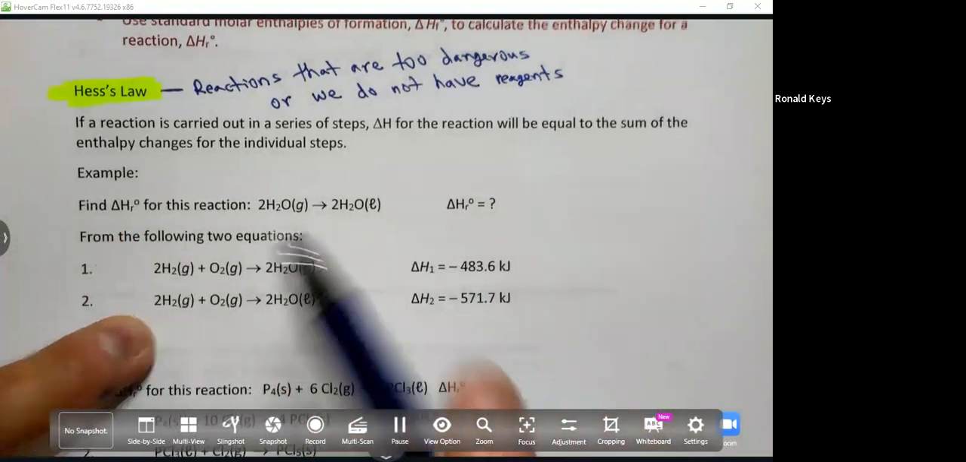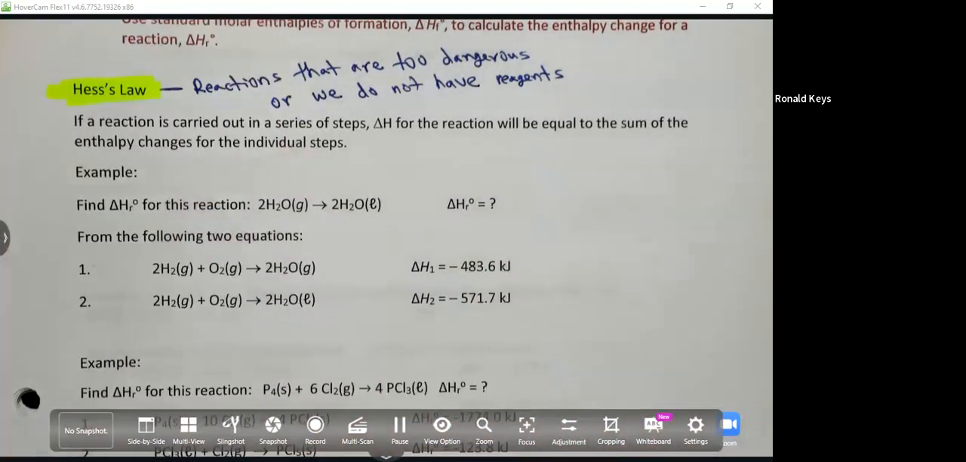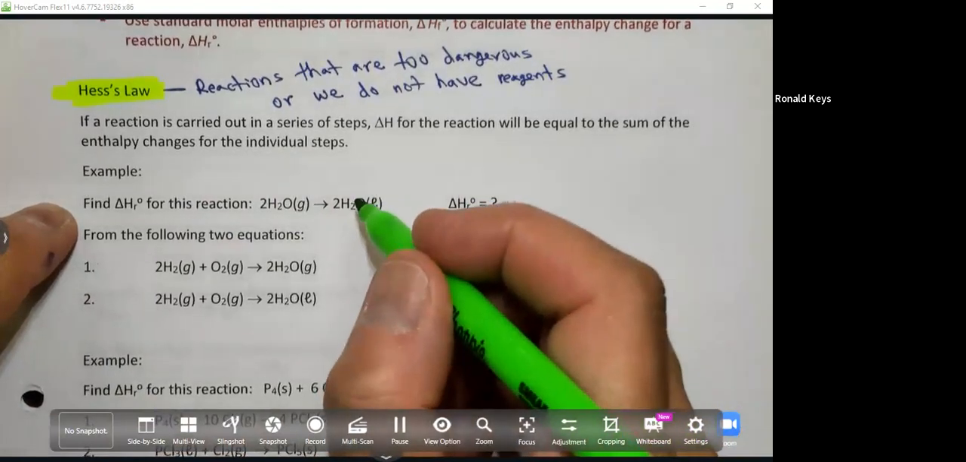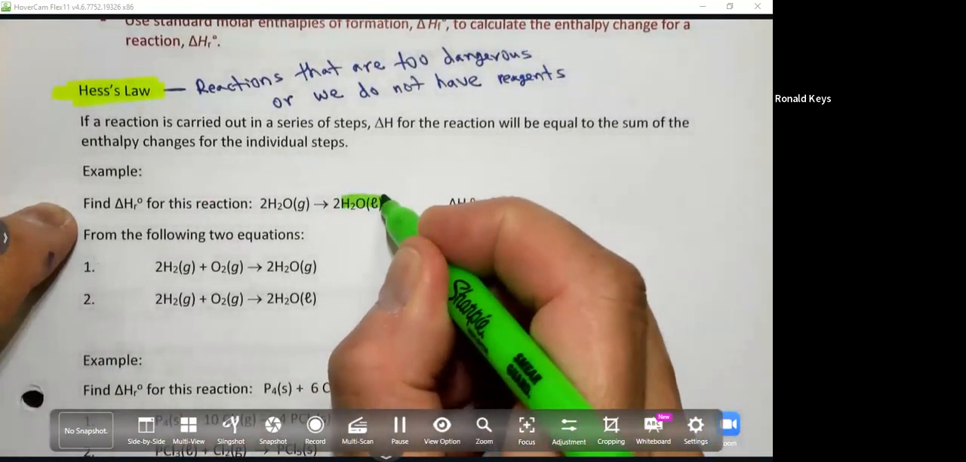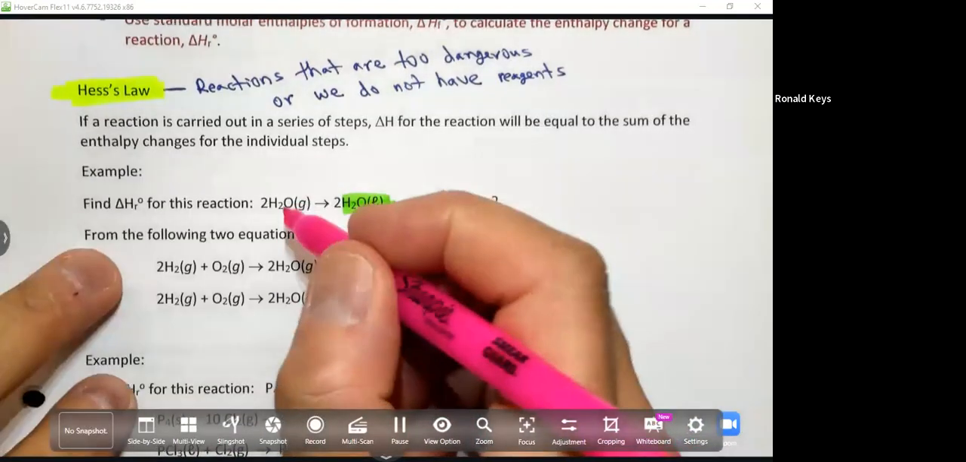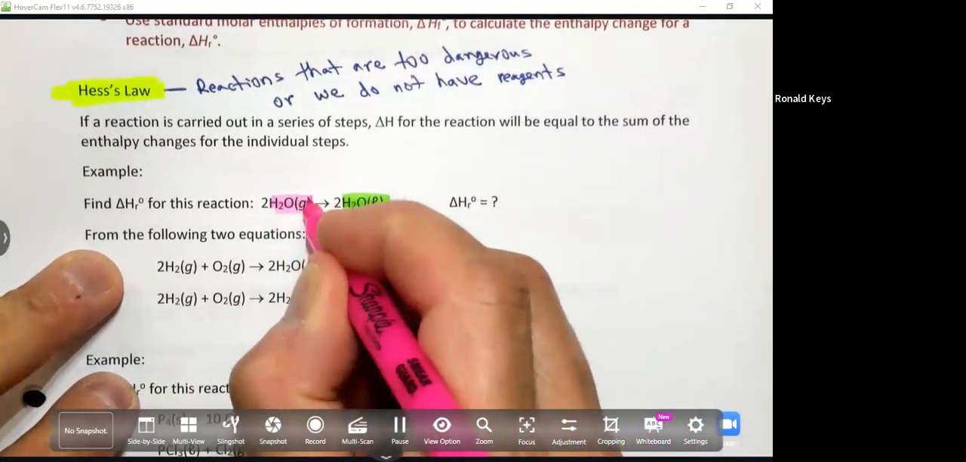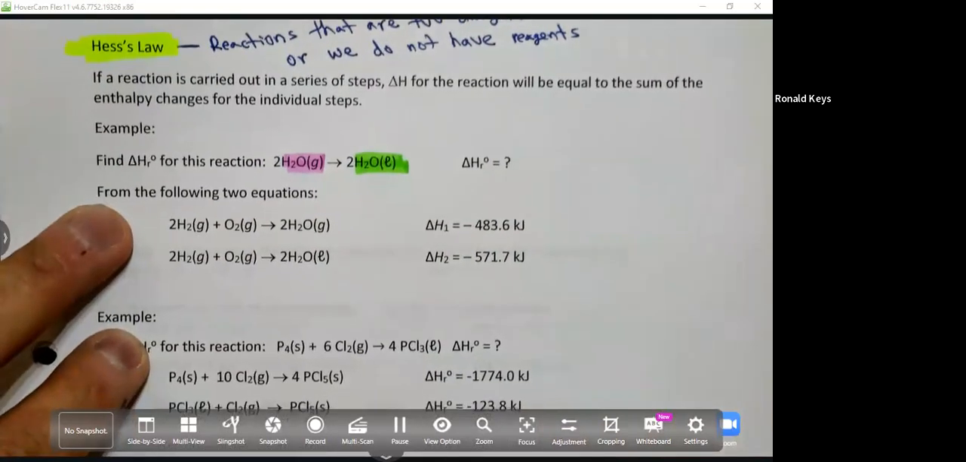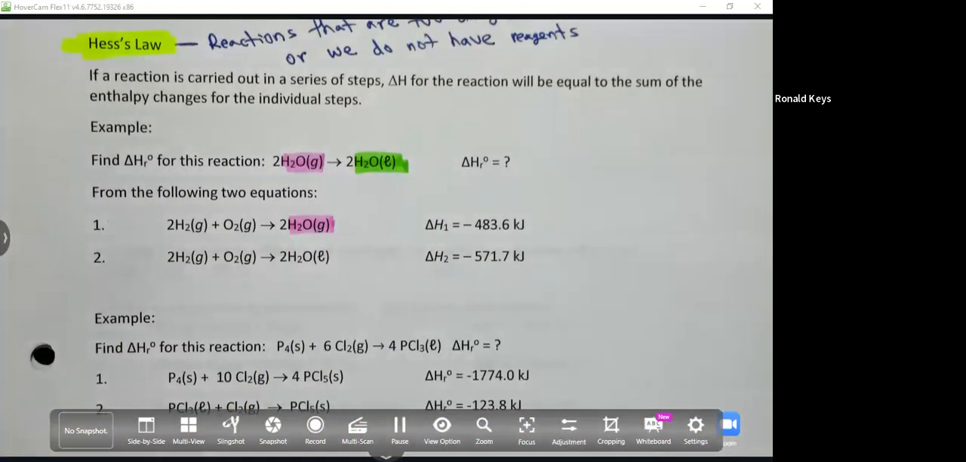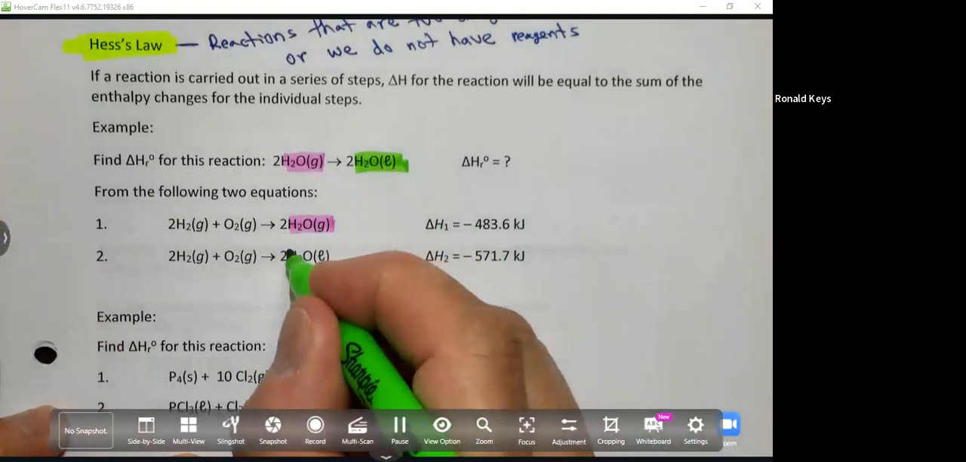Okay, Hess's law is just manipulating. We're going to reverse reactions. We're going to multiply and stuff like that. So first of all, take a highlighter and realize this. We want H2O liquid on the product side, and we want H2O gas on the reactant side. And we come down here, here's our H2O gas here. Here's our H2O liquid here.